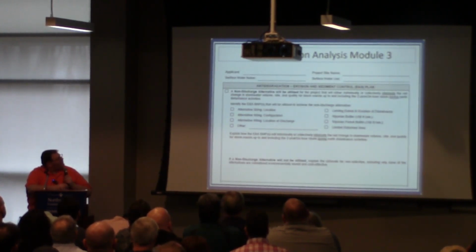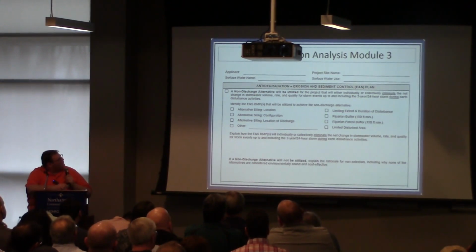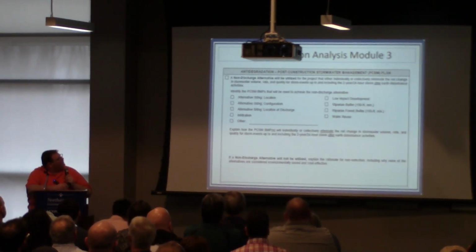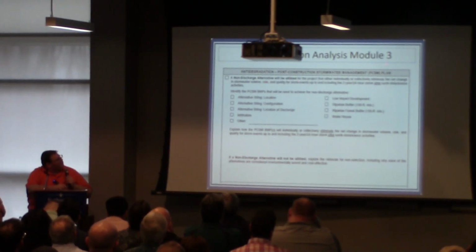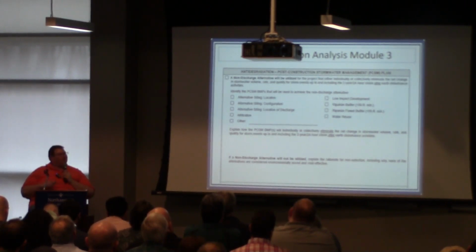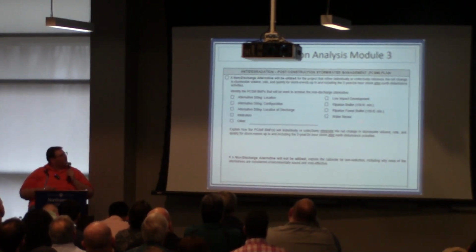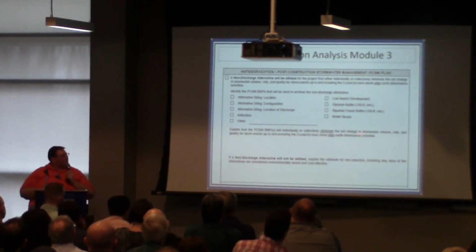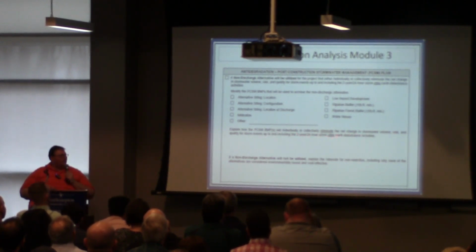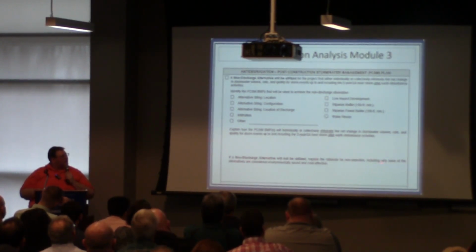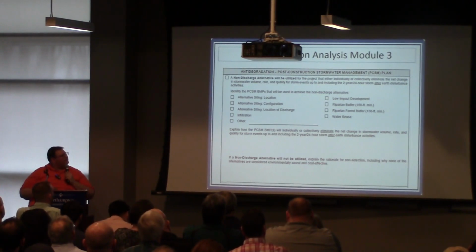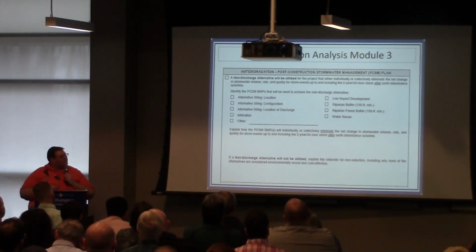So module 3 continued. Sorry. Now we're getting into the post-construction stormwater implementation of the anti-degradation analysis. Very similar to the ENS, except there are different BMPs here. Again, if you're not managing the rate, volume, and water quality up to and including the 2-year 24-hour storm, you're going to need to explain why, and explain why any other non-discharge alternatives weren't selected. And again, in most instances, you're going to have to provide ABACT BMPs.